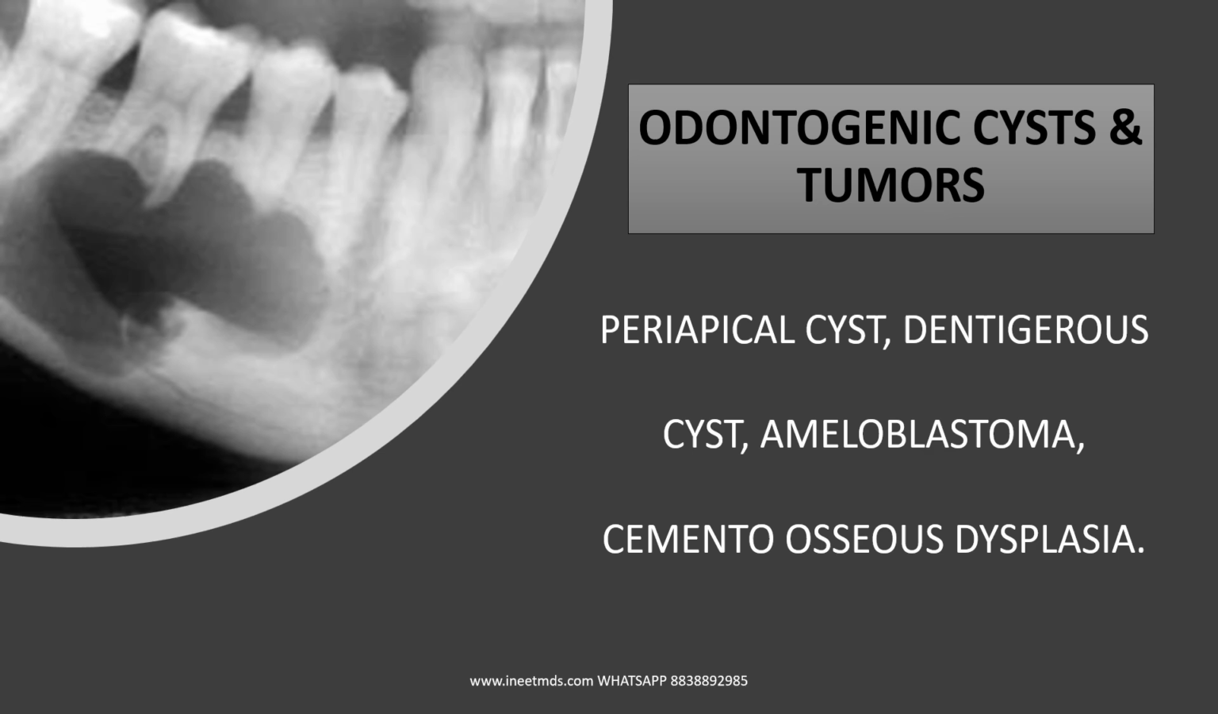Next topic is odontogenic cysts and tumors. So under that you have to mainly read about the periapical cyst or radicular cyst, then dentigerous cyst, ameloblastoma and cemento-osseous dysplasia. What is the difference between an OKC and dentigerous cyst under radiological presentation is also very important.